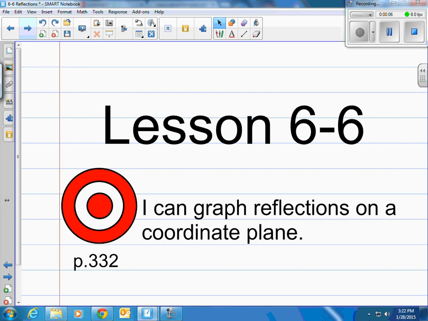This is lesson 6-6 in our book on page 332. Our target today is I can graph reflections on a coordinate plane.